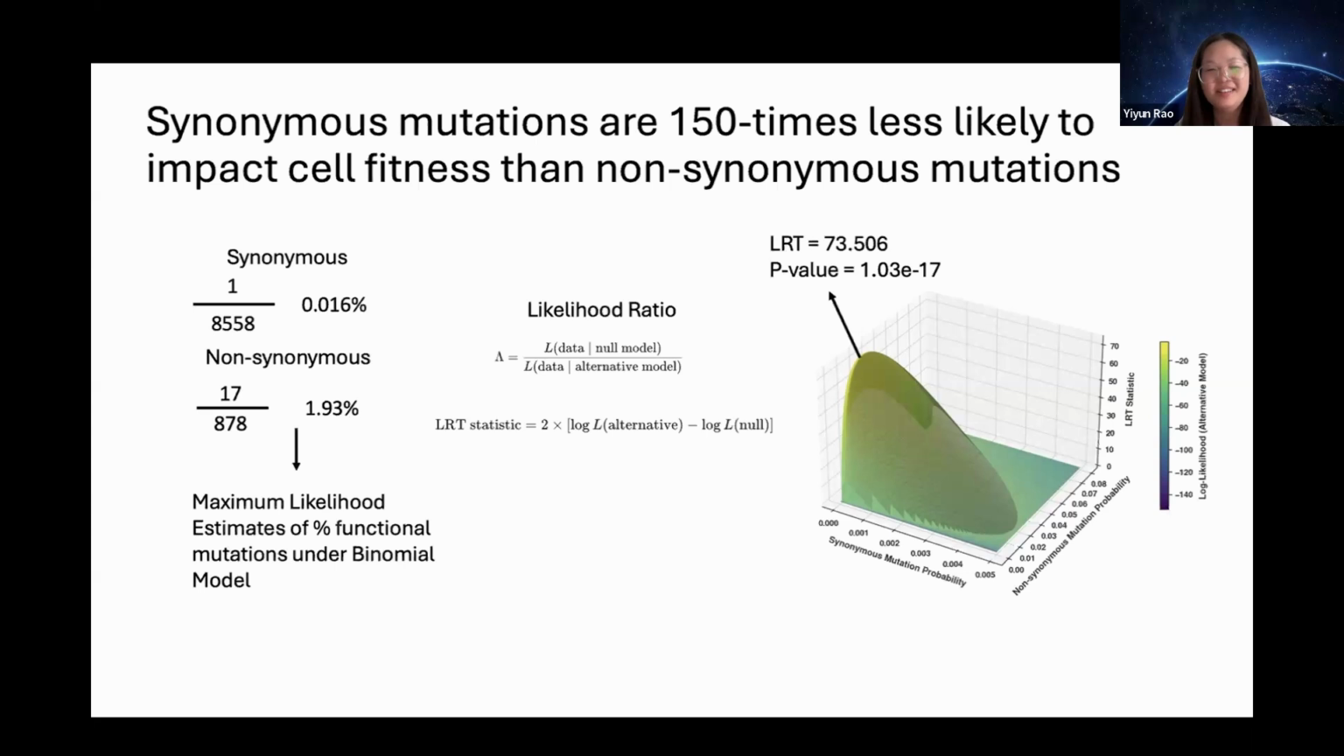But even though we observe one synonymous hit, it is actually less substantial in impacting cell fitness than non-synonymous mutations. So our take-home message is that they are mostly neutral in the human genome. We don't know how it works in yeast, but in human, we have solid evidence now.